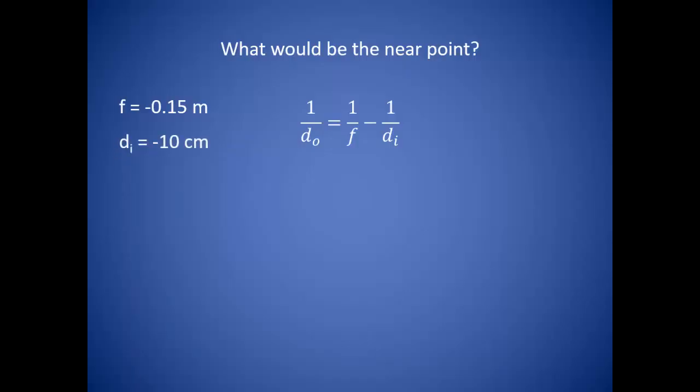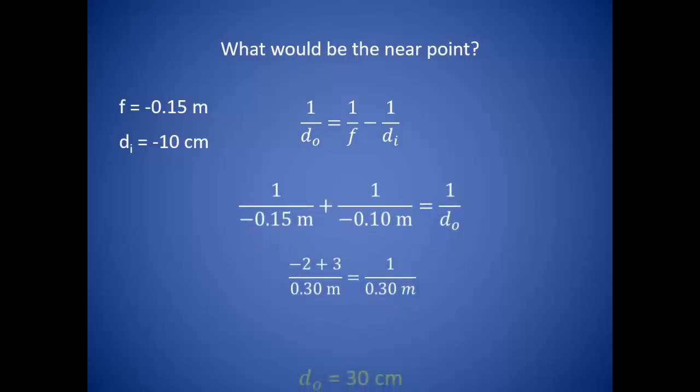Since the near point is how far we need to place the object in order for the eye to focus, we want to rearrange our lens equation to find the object distance. Taking all this and using our new equation, we find the near point to be 30 centimeters. So when the person is wearing their glasses, they would need to place whatever they want to see 30 centimeters in front of the lens to be able to focus it clearly.